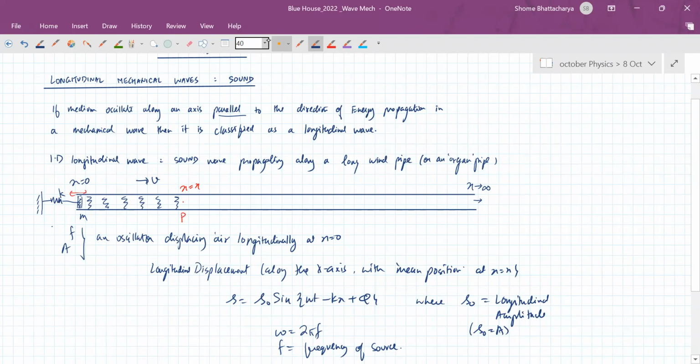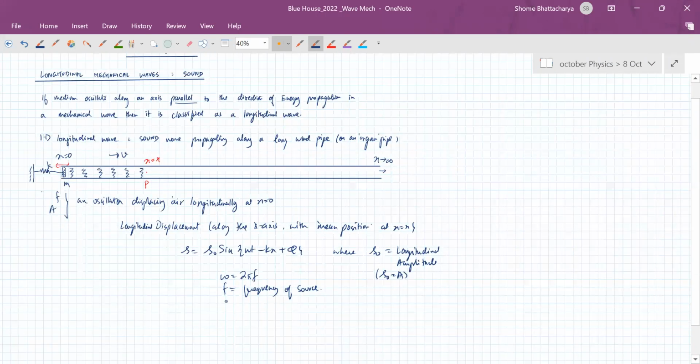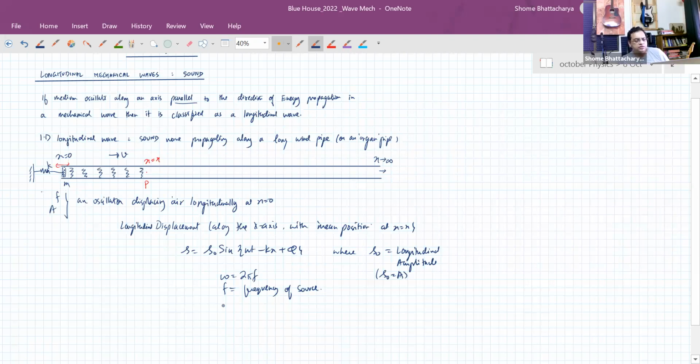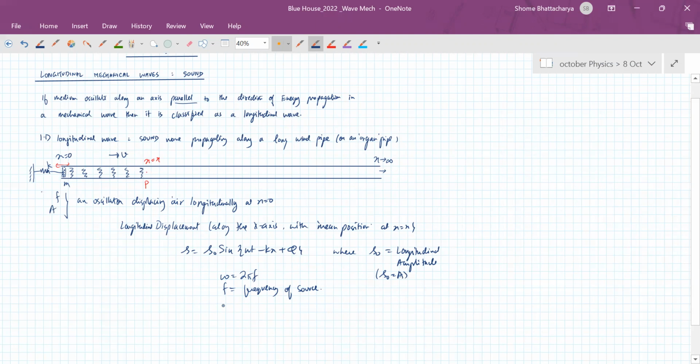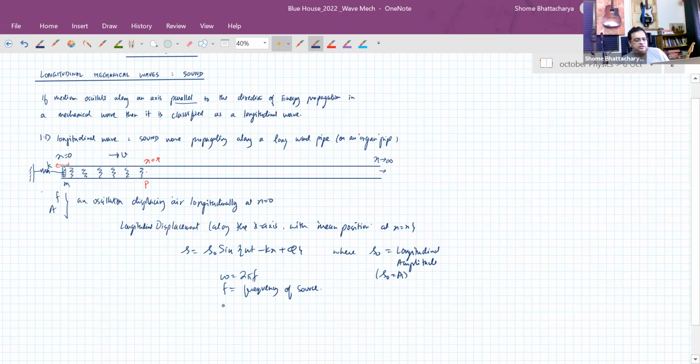the x-axis. Okay. So sir, the s will be written with respect to a. Yes, s is a function of x and t both, right? So at a general point x equal to x, the displacement along the x-axis from the mean position at a time t is given by this equation, if it is traveling along the positive x direction, right? And k is equal to omega by v, where v is the propagation speed.